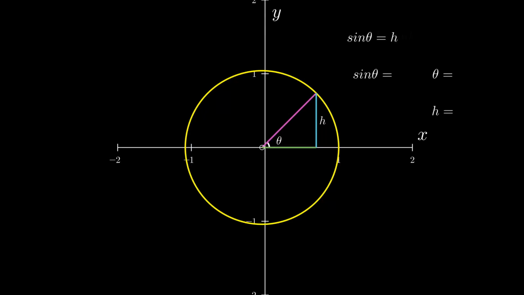As we change the value of the theta between 0 to 360 degrees, the height is changed between the values 1 and -1. For example, at an angle of 90 degrees, the value of h is 1. At 120 degrees, the value of h is 0.87. At 250 degrees, the value of h is -0.94. And so on.